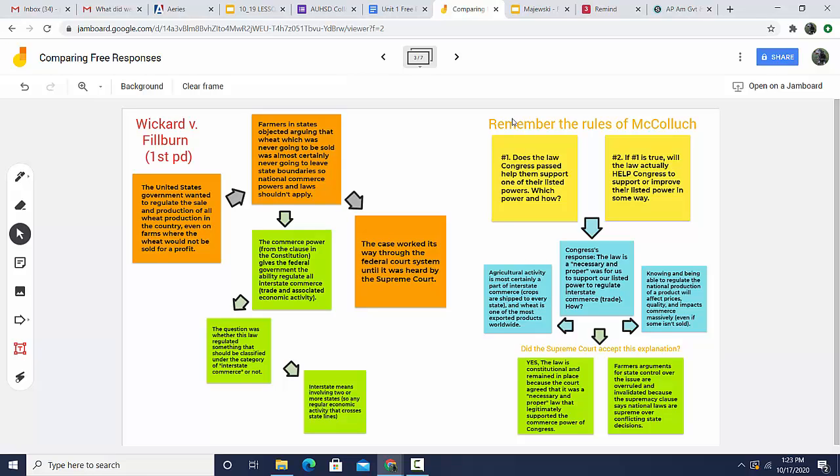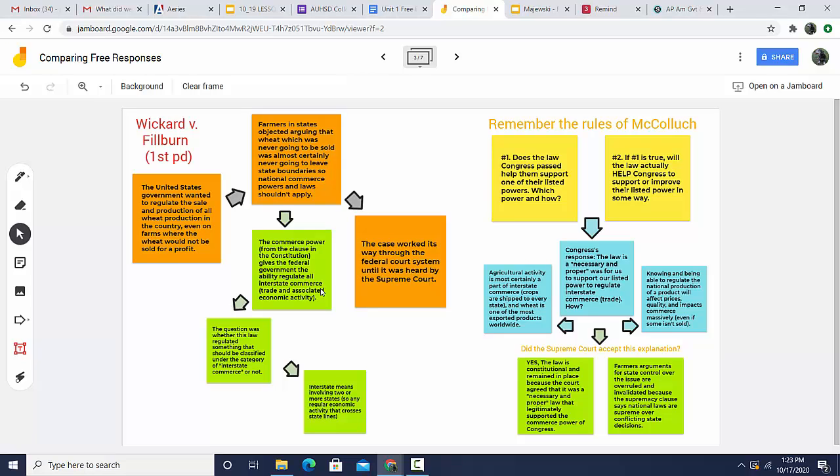And that meant farmers in those states objected to that. They argued, hey, wait a minute. This wheat we're growing, some of the wheat we're growing on our farms is never going to be sold, right? So it's obviously never going to leave the state's boundaries. So national commerce powers and laws shouldn't apply because it's staying within one state. And if you follow the green arrows here, right, the commerce power, which is the clause in the Constitution that gives the government the ability to regulate interstate commerce.